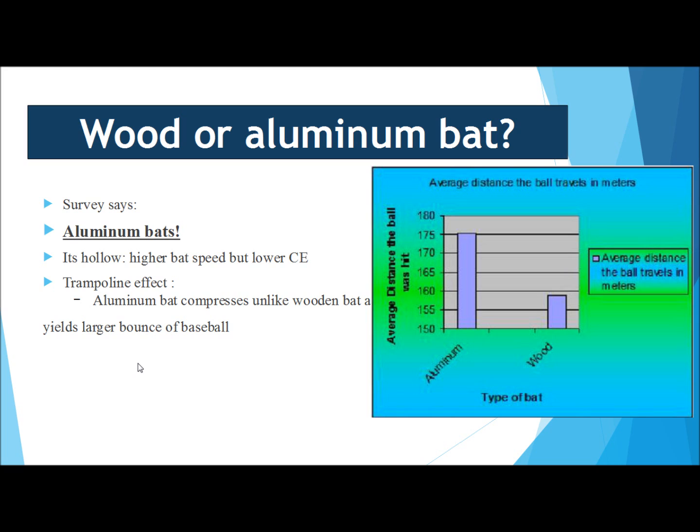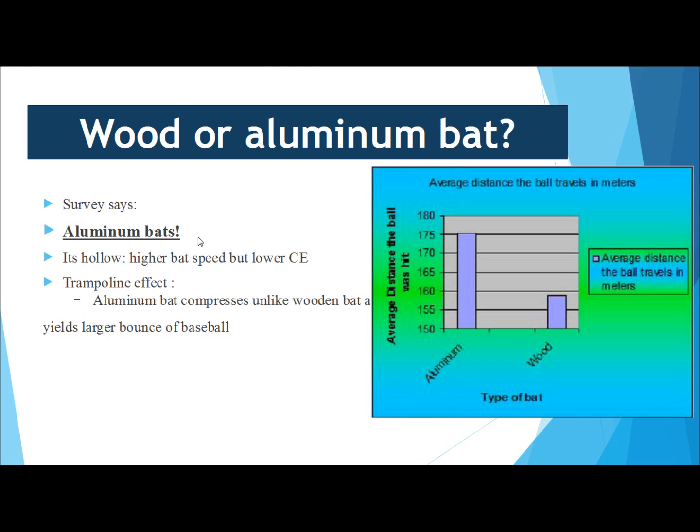One of the questions was, which is better, a wood or an aluminum bat? Survey says that aluminum bats are the best. Surprisingly though, it's not because they're hollow, although they are hollow, which gives them a higher bat speed. They're easier to swing, but the collision efficiency is lower.